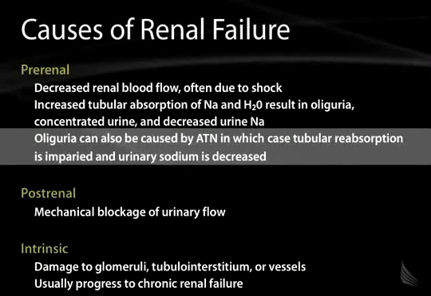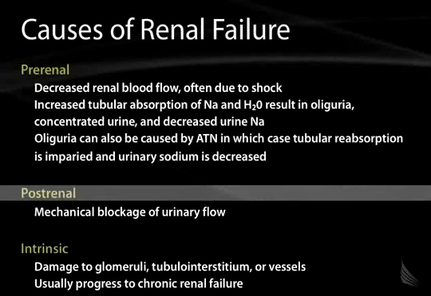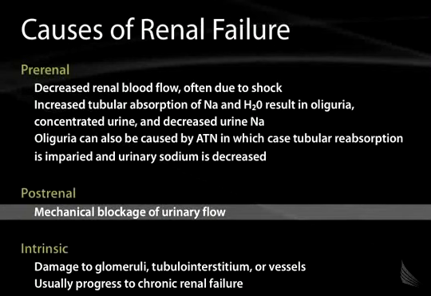You can also get what we call post-renal renal failure, which is caused by obstructive uropathies, anything that causes the mechanical blockage of urinary flow. Or the most common cause of renal failure, which are the intrinsic glomerular or tubular interstitial or vascular diseases of the kidney. And these usually progress to chronic renal failure, except for those that cause rapidly progressive glomerulonephritis.